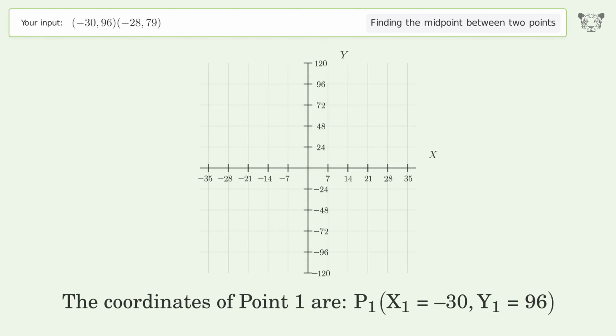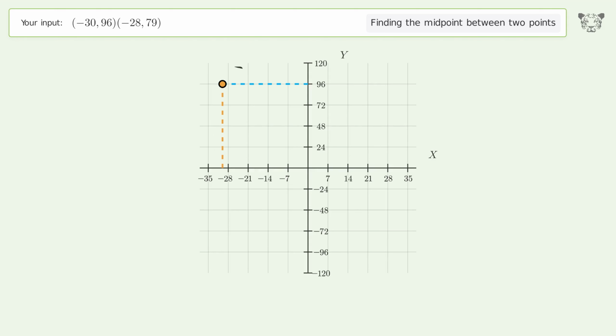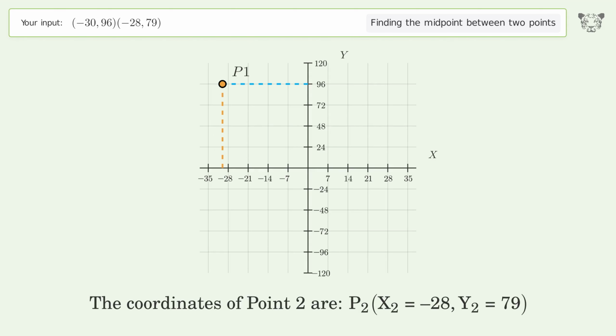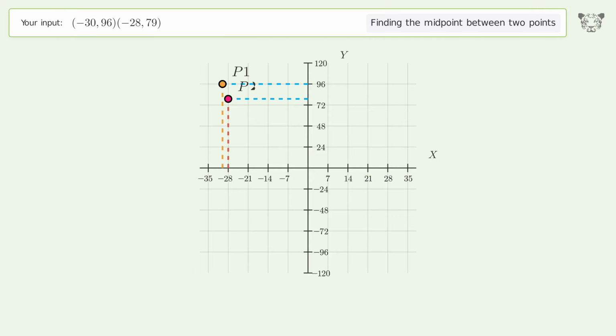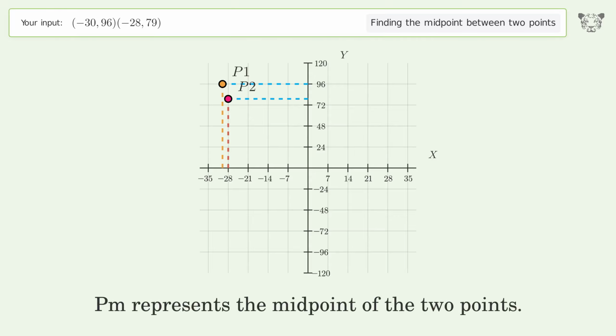The coordinates of point 1 are x1 equals -30, y1 equals 96. The coordinates of point 2 are x2 equals -28, y2 equals 79. PM represents the midpoint of the 2 points.